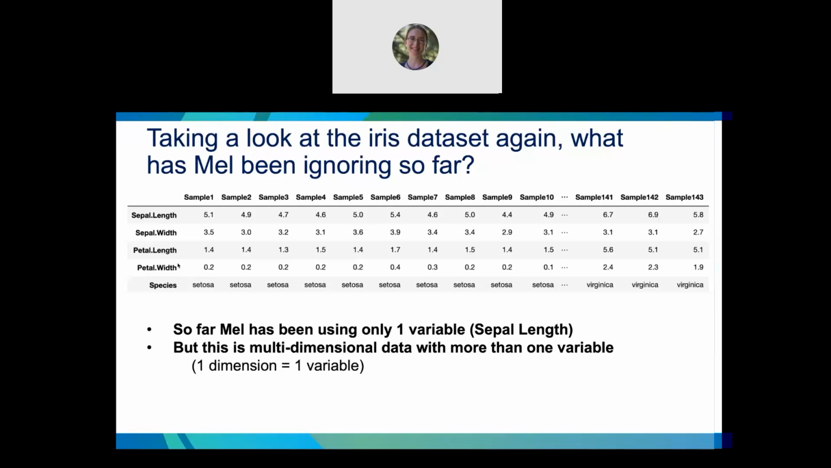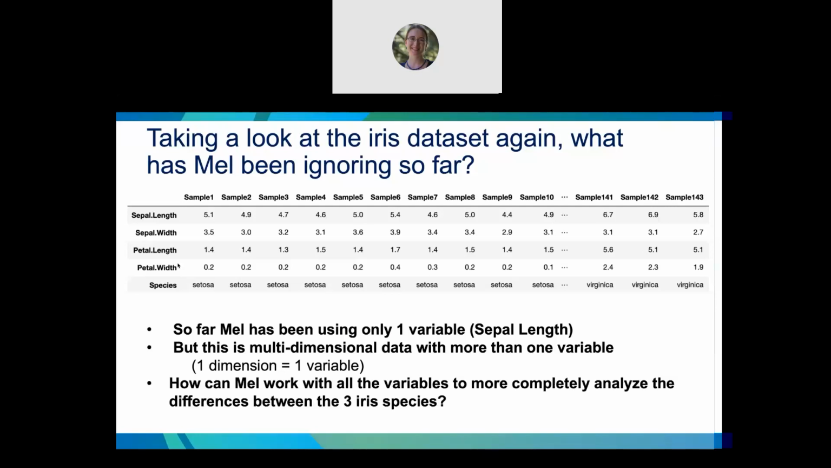But it's important to get into some methods to use all the variables together because that's the best way to use all the data you have. So how can Mel work with all these variables and more completely analyze the differences between the three iris species?